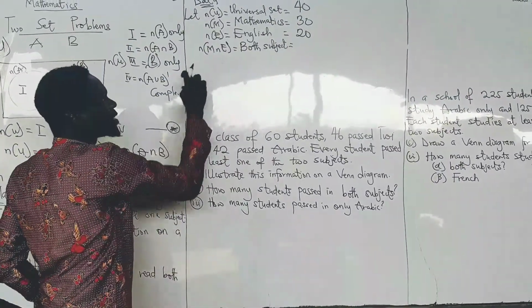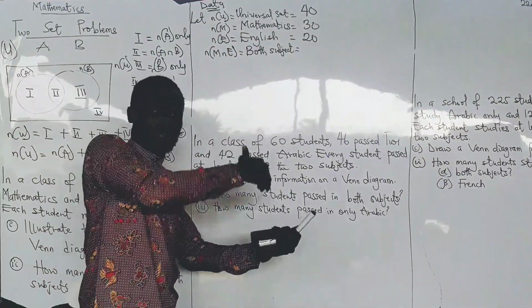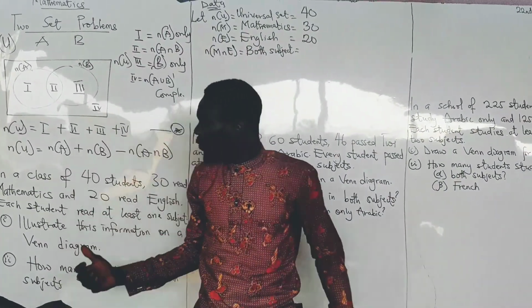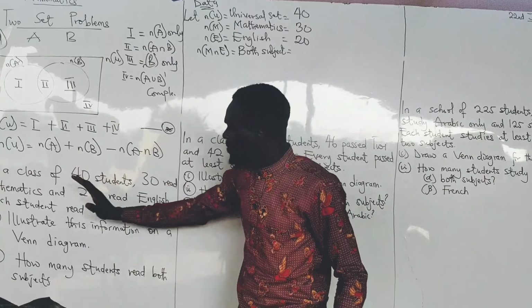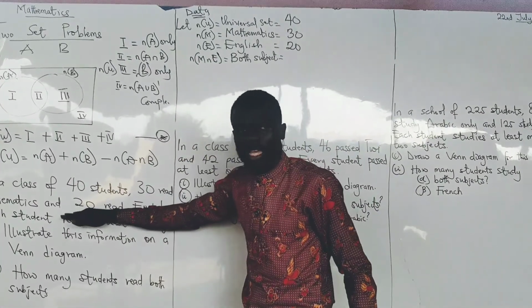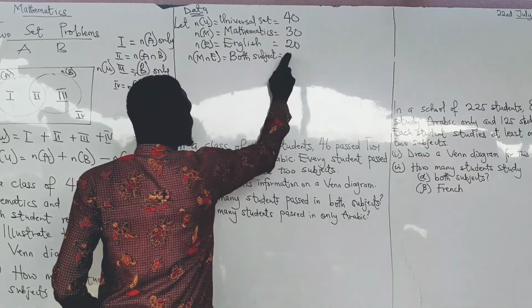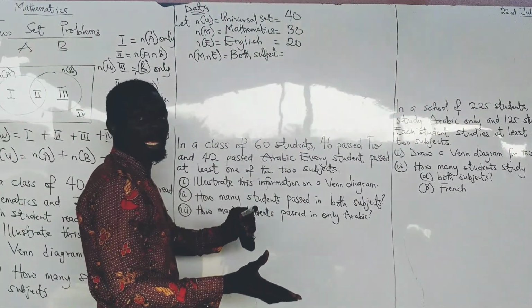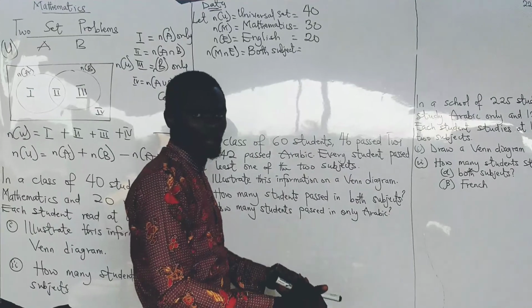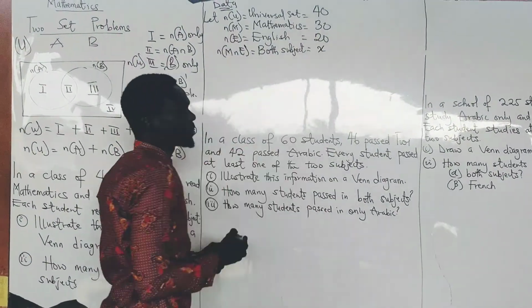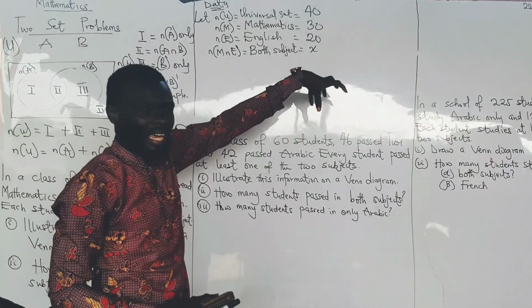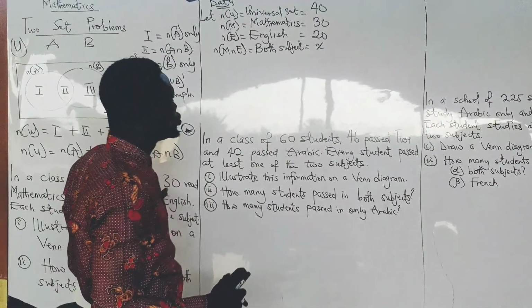So this represents the students that read mathematics at the same time they read English. But from the question, we have not been given that. We have been given that of mathematics and that of English. So we are going to represent the number of students that read both mathematics and English with a variable. Let's say x.